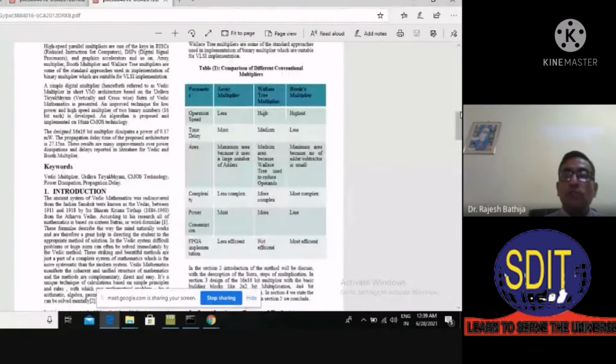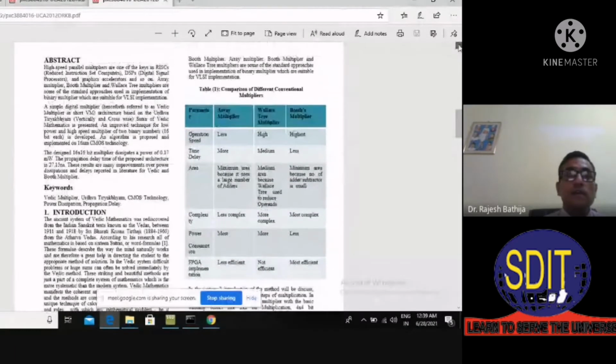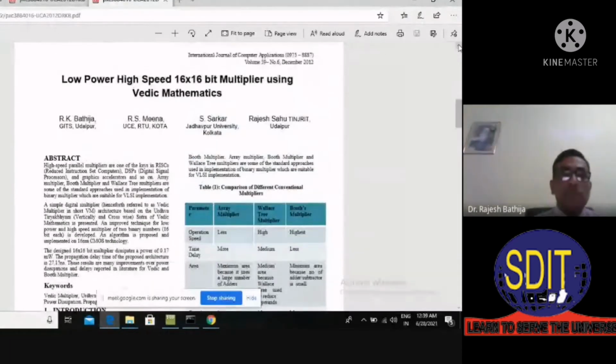This is a low power, high speed 16 cross 16 bit multiplier using Vedic mathematics. This is a paper of mine which I have published in the International Journal of Computer Applications in December 2012.